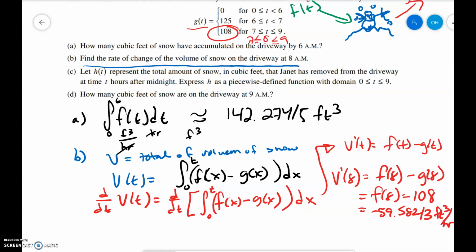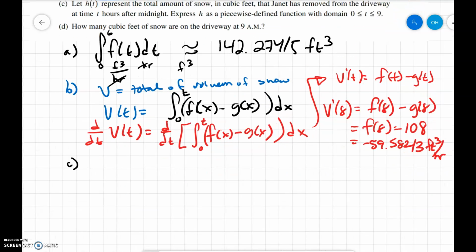Okay, moving on to part C. That should make sense. It's cubic feet per hour because it's the rate for the volume, and volume is in cubic feet. Part C, let H of T represent the total amount of snow in cubic feet that Janet has removed from the driveway at time T hours after midnight. Express H as a piecewise defined function with domain from 0 to 9. Okay, so I'm basically integrating this. So I'm going to break this up into pieces.